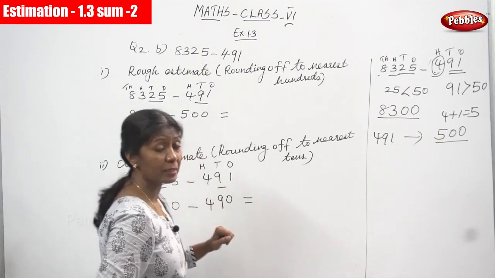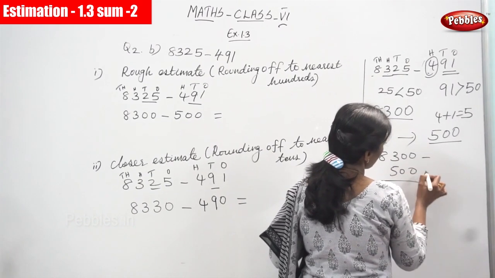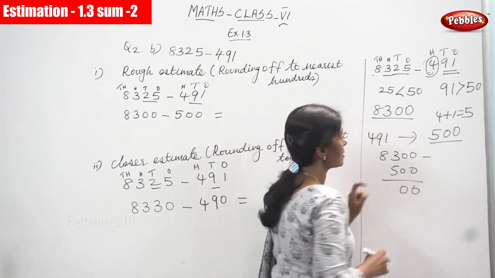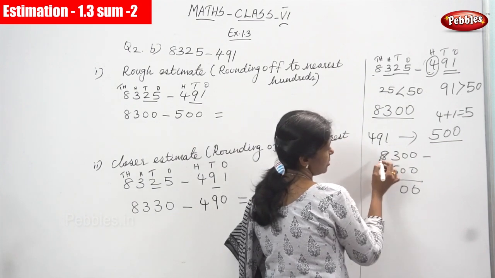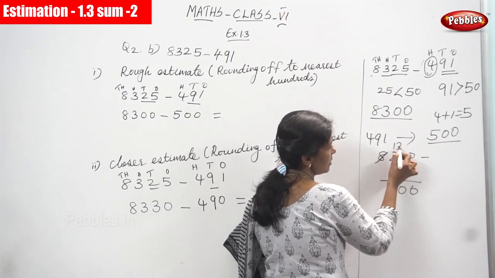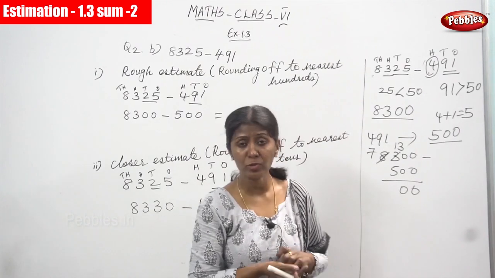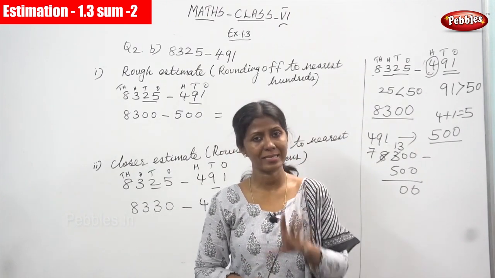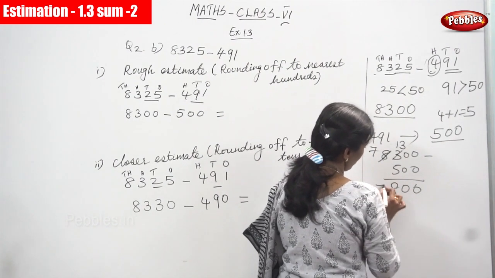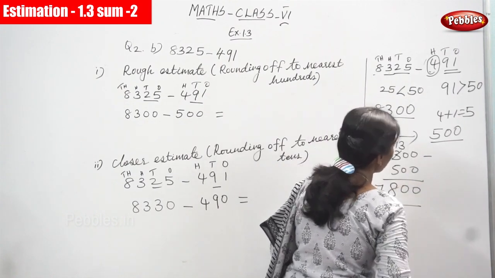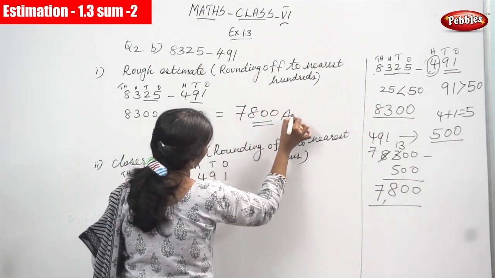So now 8325 becomes 8300 and 491 becomes 500. You have to subtract these together. So 8300 minus 500. 0 minus 0 and 0 minus 0. 3 minus 5: it is not enough to subtract, so you have to borrow from 8. You borrow only 1. So this 3 becomes 13 and this 8 becomes 7. Now 13 minus 5: you do the backward counting again. 6, 7, 8, 9, 10, 11, 12, 13. So the number is 8, and you write 7 as it is. The number is 7800, the right answer for this question.